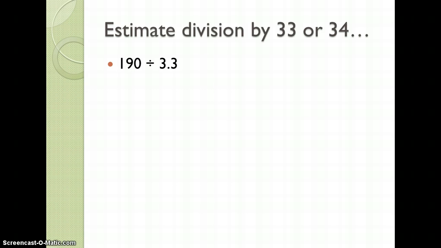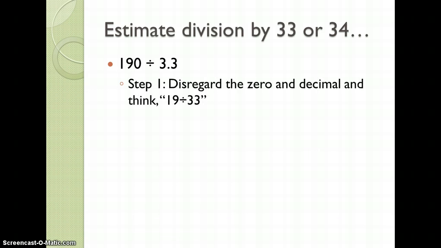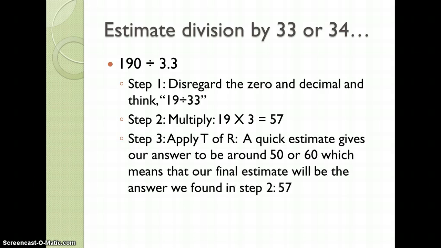190 divided by 3.3. Disregard the 0 and the decimal point and think 19 divided by 33. Multiply 19 by 3, which is 57. A quick estimate gives our answer to be around 50 or 60-ish, so 57 is a good estimate. The true answer is 57.58 when rounded.